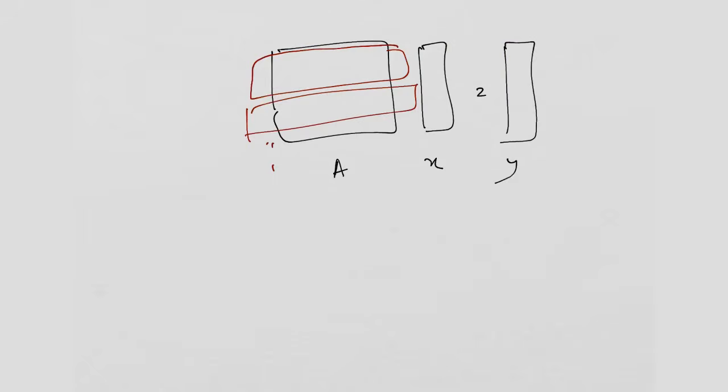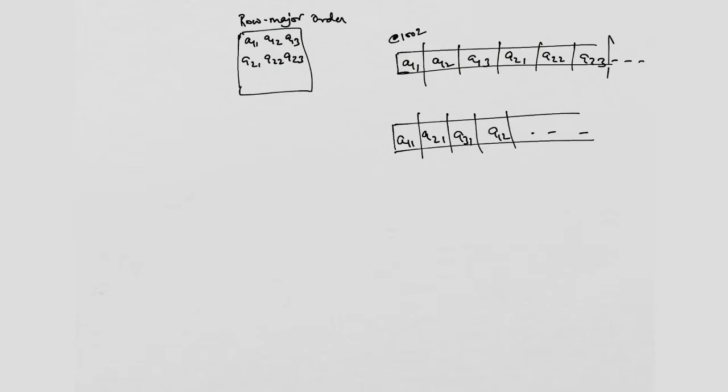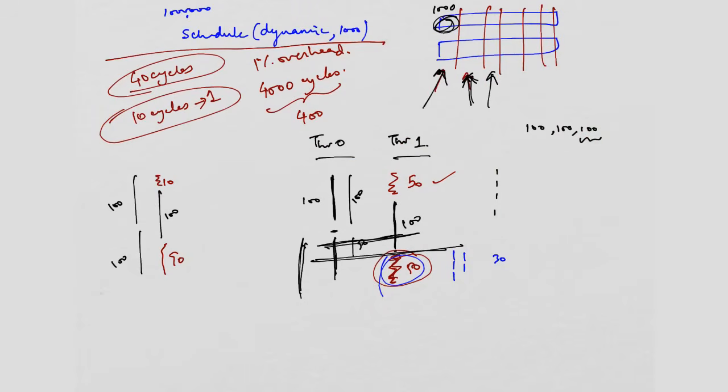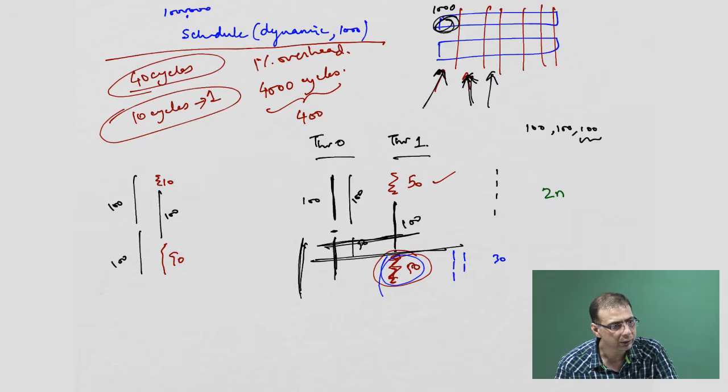Let's go back to the other operations that we did first, and then we'll come back to matrix multiply. What is the first one we did? We did a dot product. What is the number of compute operations I do in dot product? 2n: n multiplications, n additions. What is the number of memory accesses I have to do? 2n.